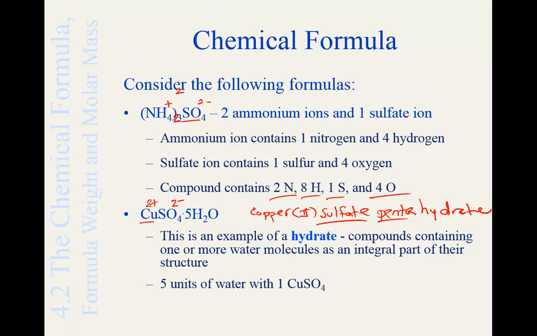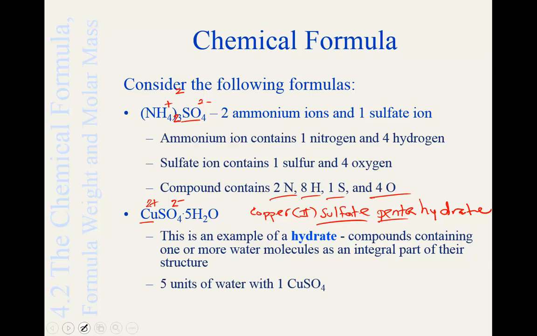These waters are weakly attached. If we heat this copper 2-sulfate above 100 degrees for a period of time, the waters will escape as a gas, and we'll be left with just copper 2-sulfate. Once we have only copper 2-sulfate, no waters attached, we would call that anhydrous. Anhydrous means without water, so anhydrous copper 2-sulfate. All right. So we could break this down. There's 1 copper atom in this compound, 1 sulfur, 4 oxygen, and then we would say 5 times 2, 10 hydrogen, and 5 times 1, another 5 oxygen.